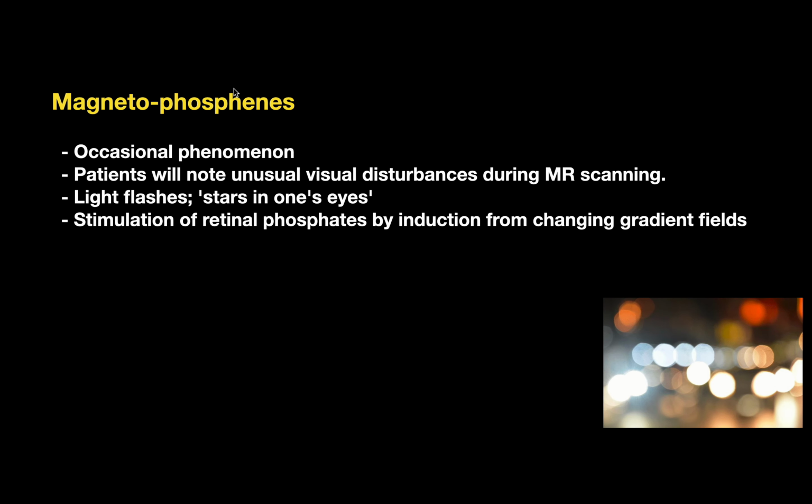There is one concept called magnetophosphene. In this, the patient notes unusual visual disturbances during the MR scan. There can be light flashes or stars in one eye. This is because of stimulation of the retinal phosphenes by induction from the changing gradient field. It is an occasional phenomenon in patients, called magnetophosphene.